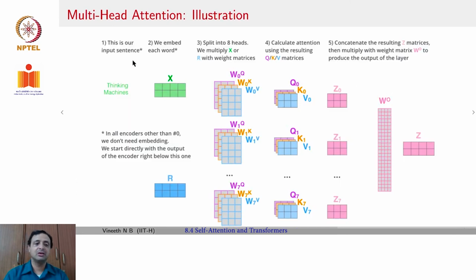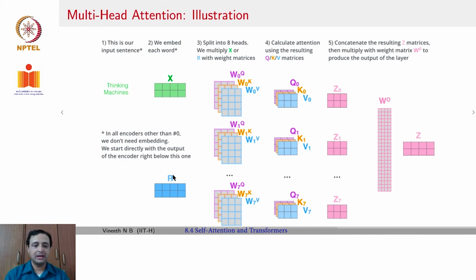Here is the illustration. If you have your input sentence, in our case it's thinking machines, we embed each word; each row of X is an embedding of thinking and machines. We have multiple WQs, WKs and WVs. In this case we see 8 such heads, resulting in 8 query vectors, key vectors and value vectors. We get 8 different Zs, and then we use a linear layer to combine all of those Zs to get one Z for each input of the sequence.